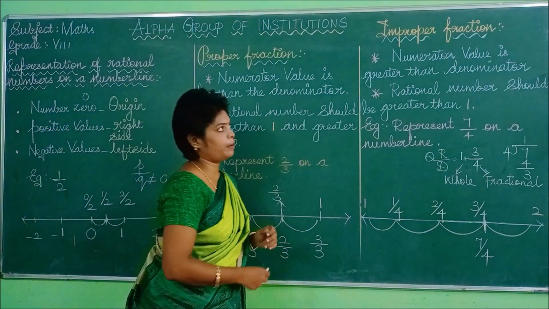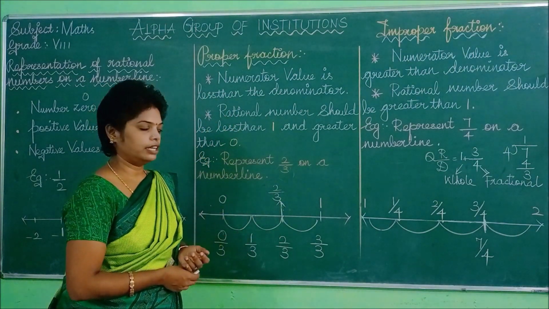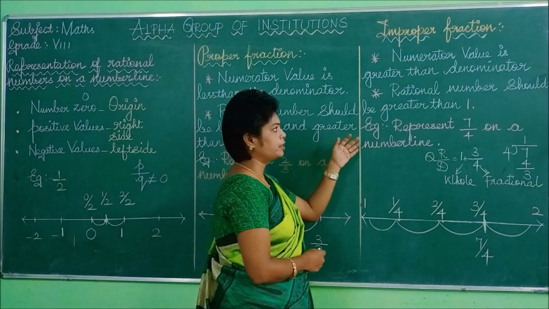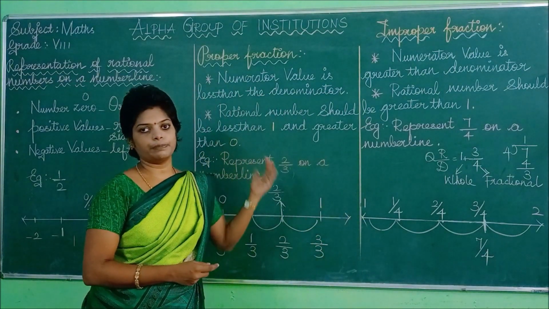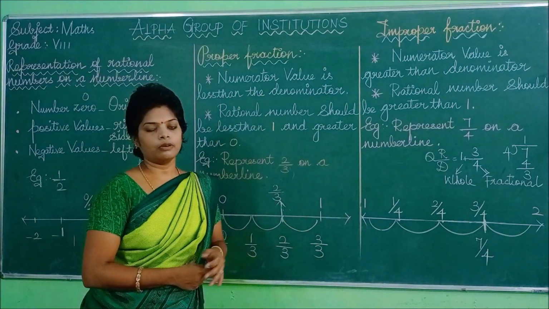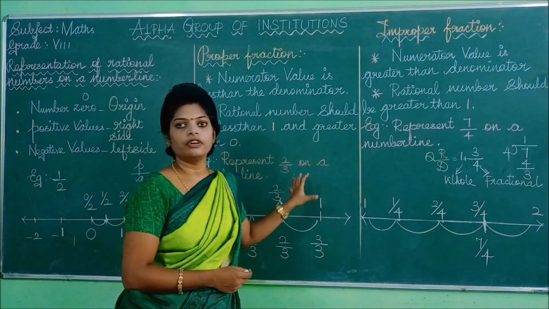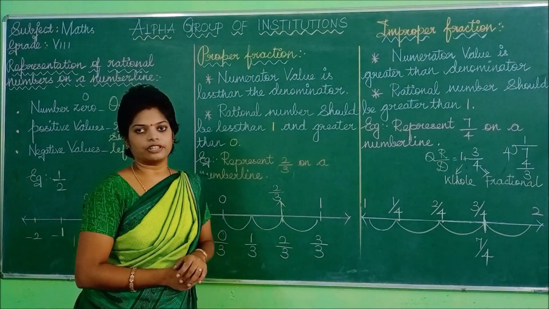Next, move on to the improper fraction. A fraction whose numerator value is greater than the denominator is called an improper fraction. So the rational number should be greater than 1. When we write such a rational number, it must be greater than 1 only. These are the examples for the representation of rational numbers on a number line using proper and improper fractions.